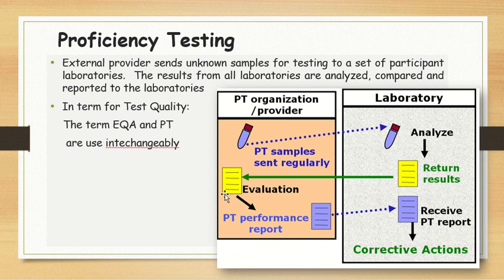The EQA organizer then submits the proficiency testing performance report to the participant laboratories. The report provides information about their performance and how they compare to other participants. The participating laboratories use the information about their performance in EQA to make appropriate changes and improvements, which is to make corrective action. So in terms of test quality, the terms EQA and proficiency testing are used interchangeably.